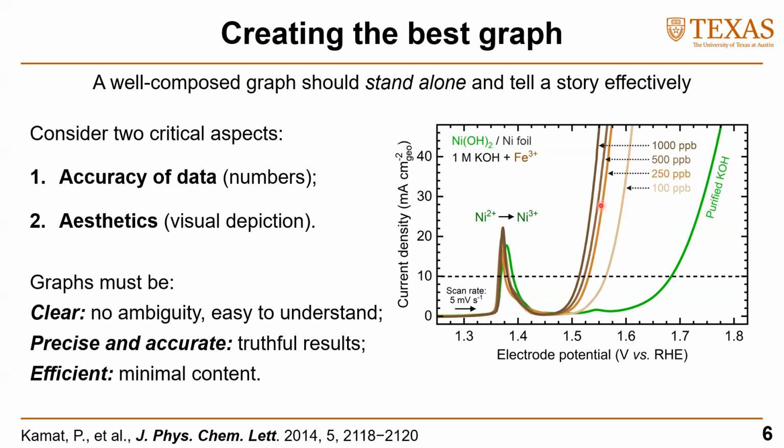So I guess that this is 0 ppb of iron, right? And we can see that there is a peak, and this peak represents this transition from nickel 2+ to nickel 3+. So notice that I can get that information without knowing the context of this figure. I don't need to read the whole paper to understand this figure. I can get some ideas just by looking at it. So that's the main point of a figure. It needs to stand alone and tell your story as it is, okay?